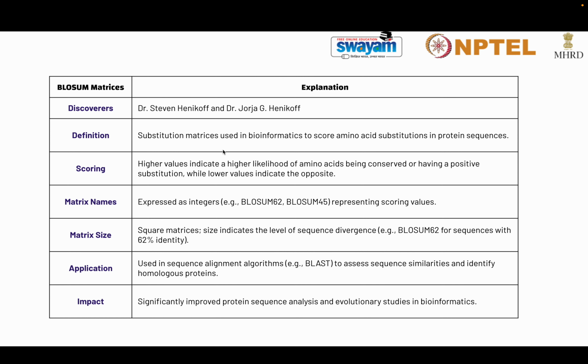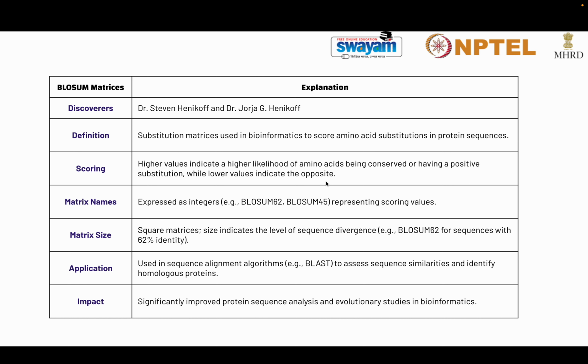There are generally two types of matrices at the level of amino acids. One is the BLOSUM matrices, and another one is the PAM, which is percent accepted mutations. Mainly the BLOSUM matrices are generally used when you have to do such kinds of comparisons. In this, the scoring is done in such a form that higher values indicate a higher likelihood of amino acids being conserved. So for example, an alanine to some other amino acid substitution, if it is conserved, will have a higher value, or a positive score, while a lower value means the opposite.